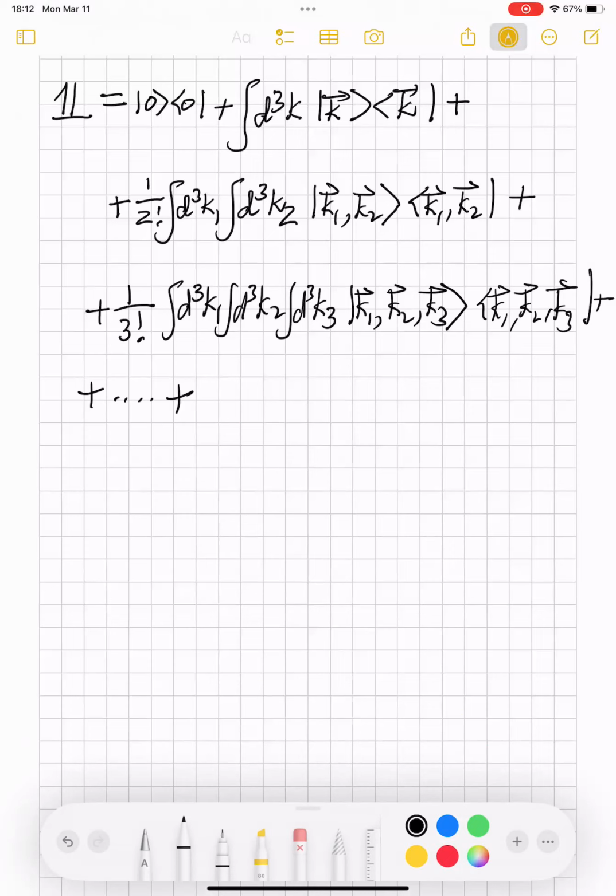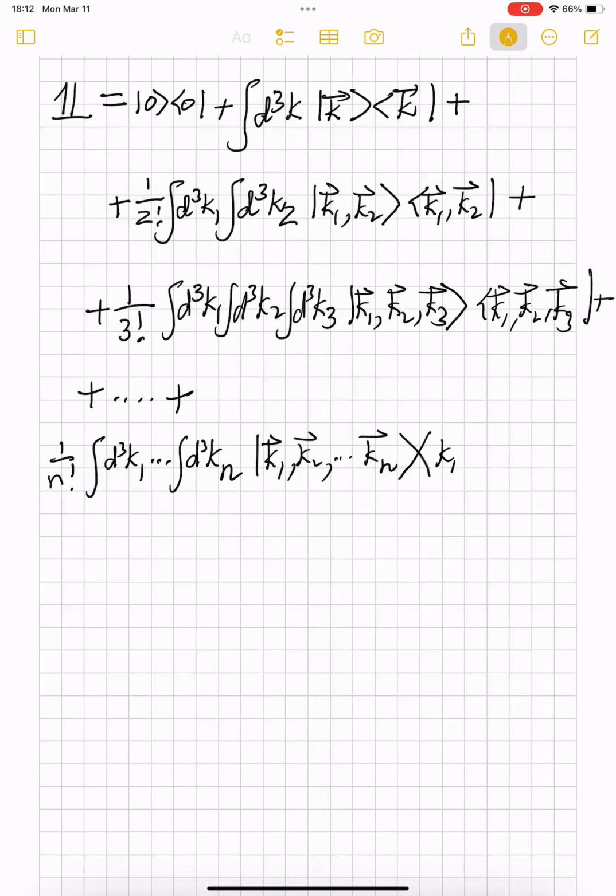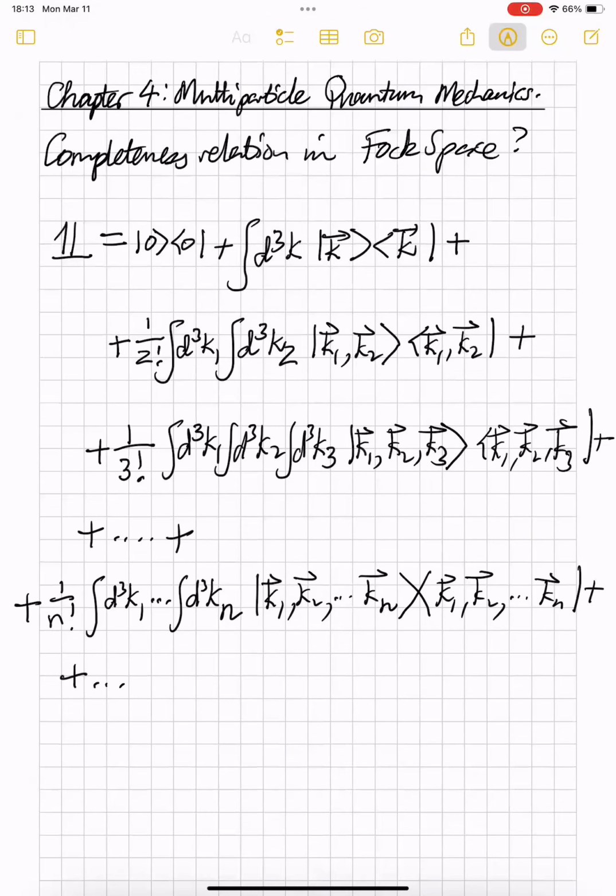Just to be absolutely sure, let's write down the form in the n-particle Hilbert space. So we'd have a 1/n factorial, an integral d3k1, then d3k2, d3k3, all the way up to d3kn. And the ket would be labeled with k1, k2, going all the way up to kn. And then the bra would be labeled by k1, k2, going all the way up to kn. And this would be the piece of the identity operator that acts in the n-particle Hilbert space. And the sum of all of these terms together gives the identity operator acting on Fock space. So this is the completeness relation in Fock space.